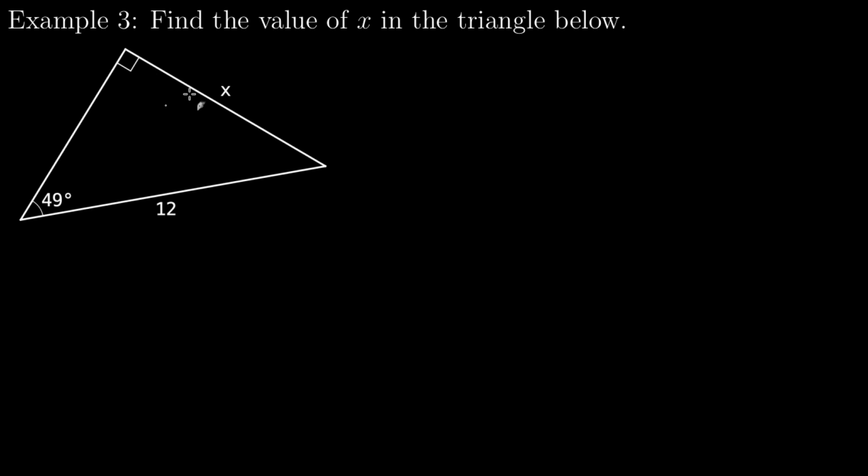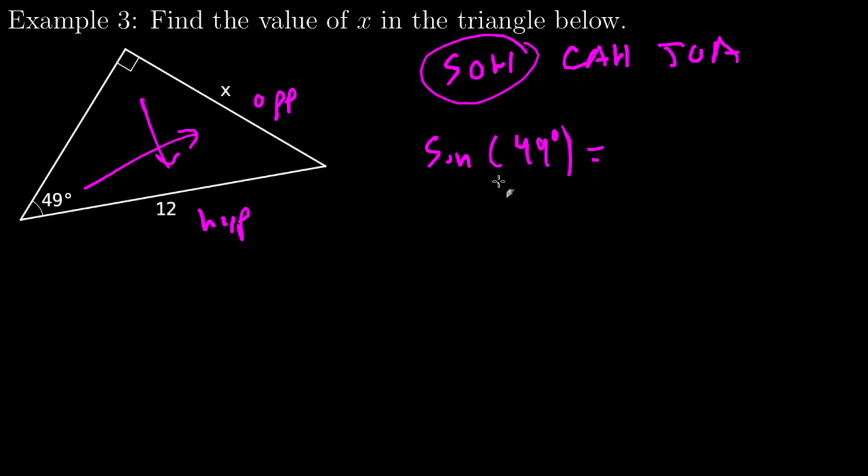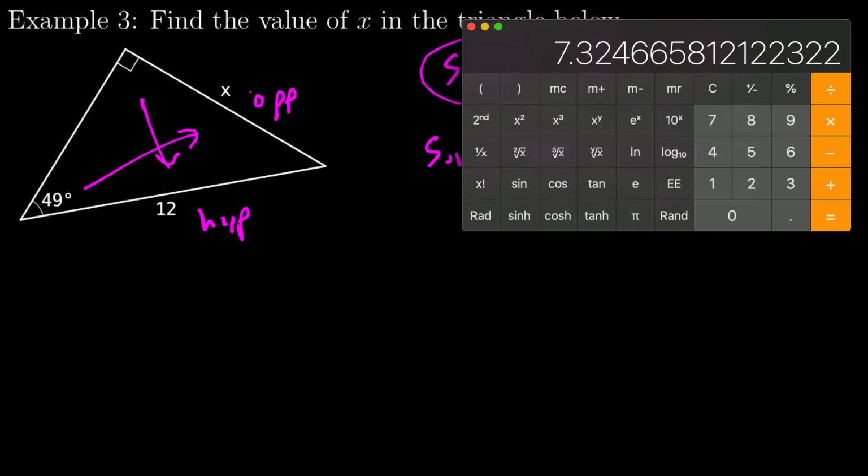Find the value of x in the triangle below. So I label my sides. In this case, I have the hypotenuse, and I have the opposite leg. I don't have anything over here on the adjacent. I look at SOHCAHTOA. Noticing that I have the O and the H, so that's sine. Sine of 49 degrees will be opposite over hypotenuse, x over 12. Go to my calculator, find the sine of 49 degrees, get 0.75471.